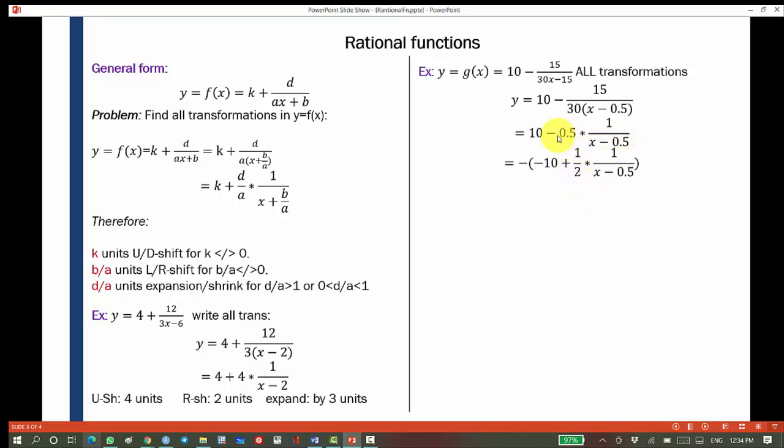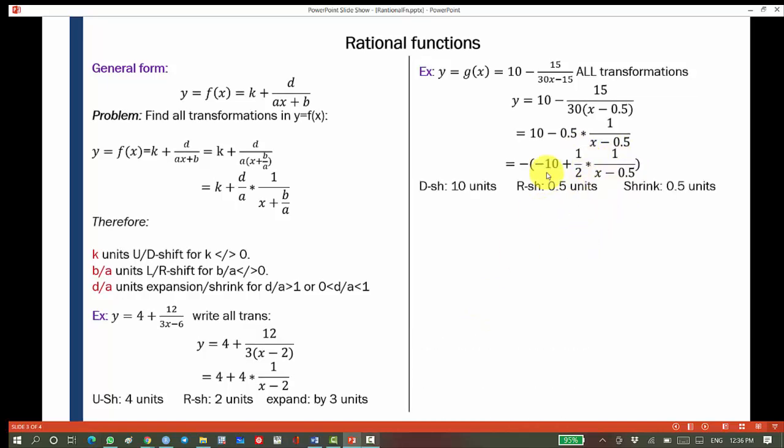And we take minus because this shrinking factor is negative. We take minus outside. Minus plus divided by minus is minus. Minus divided by minus is plus 1 over 2. This remains the same, 1 over x minus 0.5. As a result, we have a downwards shift of 10 units, 0.5 units shift to the right, and 0.5 units shrinking, and of course, because of this minus sign out here, x reflection.